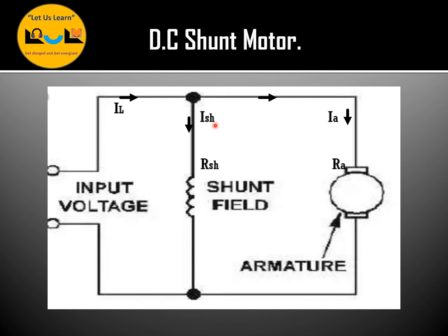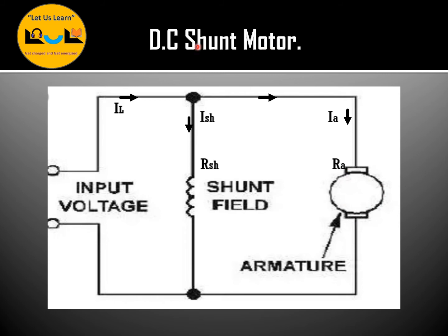ISH is the shunt field current, RSH is the shunt field resistance, IA is the armature current, RA is the armature resistance. So here the shunt field and the armature are both connected in parallel. Since we are discussing the motor, the input should be given to the field winding. If you give the input to the field winding, it gets excited. Due to that, the armature starts to rotate. So here the input is electrical energy that is converted into mechanical energy, because once the armature starts to rotate, that is a form of mechanical energy.